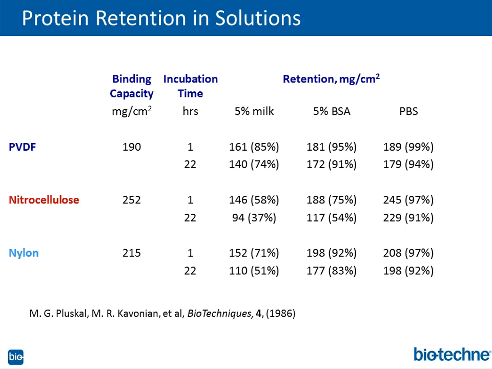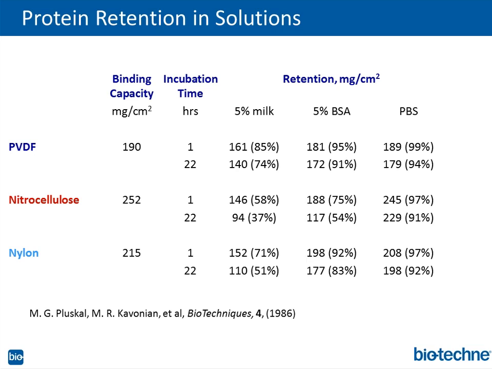So, by the way, they show nylon here. Nylon's a very sticky membrane. I would never use it for Western blotting because I think you just get a ton of background. But look at what they did here. They basically radiolabeled protein and statically soaked these membranes in the radiolabeled protein. And then what they did was, just like in a Western, they incubated it in different blocking agents, 5% milk, 5% BSA, and then kind of as a control, PBS.